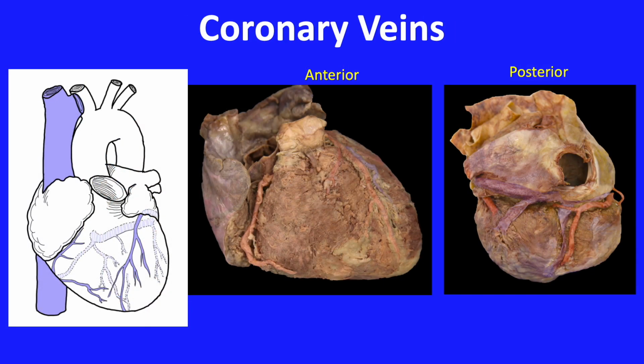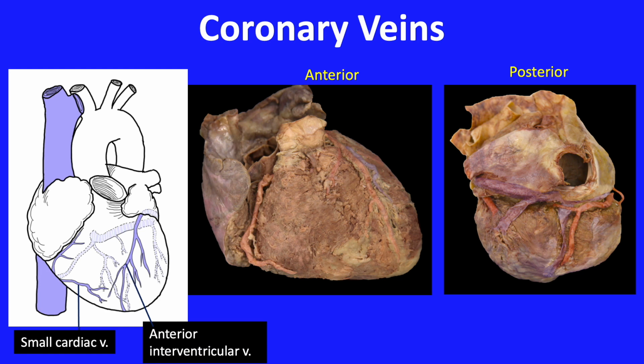The coronary veins follow the arteries, and they too are given specific names. Accompanying the right coronary artery is the right coronary vein, or more frequently now termed the small cardiac vein, a continuation of the right marginal vein. Traveling with the anterior interventricular artery is the anterior interventricular vein, which, as it approaches the right atrium, is given a name change to the great cardiac vein.